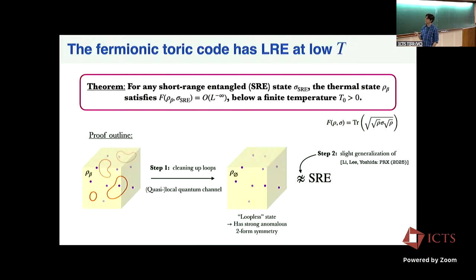What you need to do is the following. You have to start with your thermal state, which looks like this. It's a proliferation of the point-like excitations that are everywhere, but the loop-like excitations are small. And you first need to clean up these loops. You have to deform your state to a new state where there are actually no loop-like excitations. And it's important because it's this latter state without the loop-like excitations that we can prove is long-range entangled.